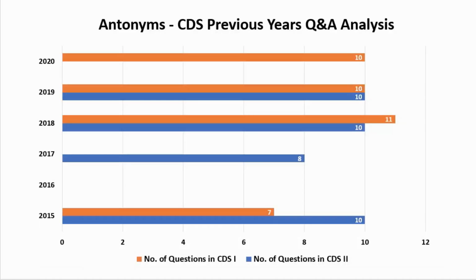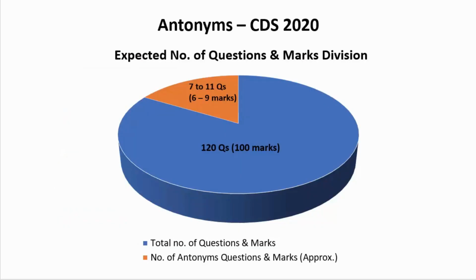Moving on to antonyms, in CDS 1 2020, the number of questions that came from antonyms was 10. More or less it's 10, but the least number of questions came in 2017 in the CDS 2 English paper. Okay, 8 questions came in CDS 1. The least number of questions that came was in 2015, only 7 questions. So in your upcoming CDS examination from the English section, you can expect about 7 to a maximum of 11 questions from antonyms, which will carry about 6 to 9 marks.